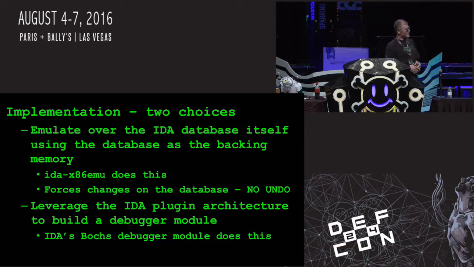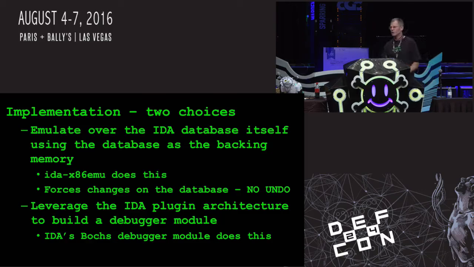When I did x86 MU, I took the first approach, and you're literally emulating on top of an existing IDA database. So as you do the emulation, your database gets modified. There are some advantages and disadvantages to that approach. The disadvantage is obviously that it's destructive. Once you've modified something, if you're an IDA user, you know there's no undo in IDA. So once you've modified it, there's no going back.